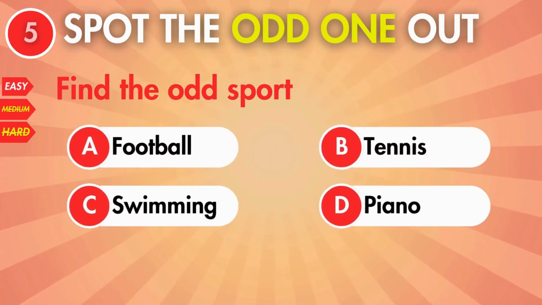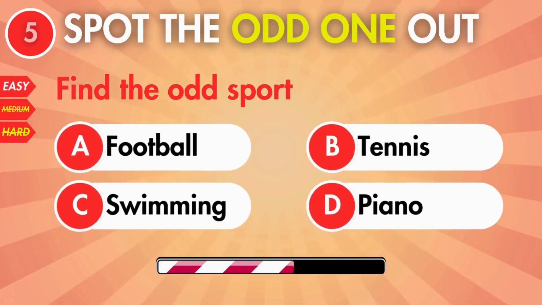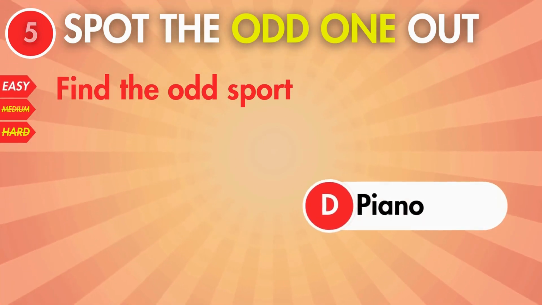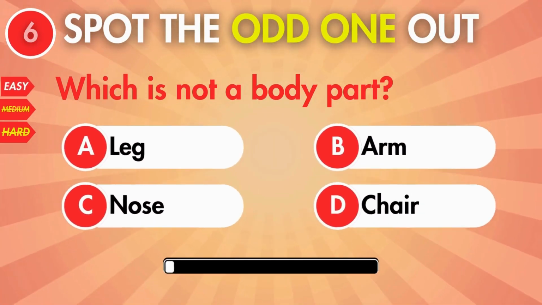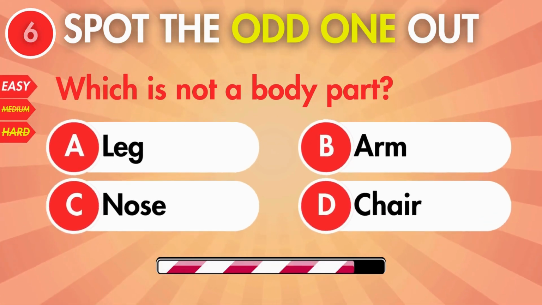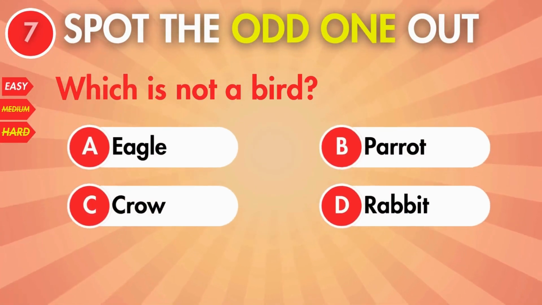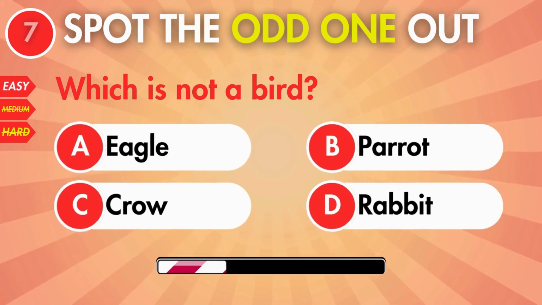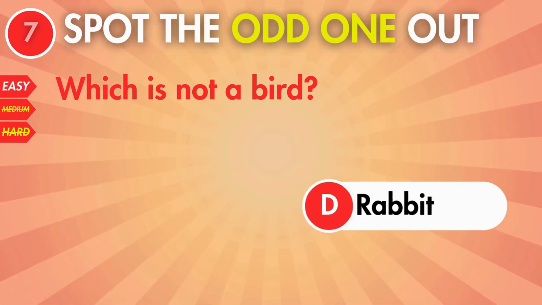Find the odd sport. Piano. Which is not a body part? Chair. Which is not a bird? Rabbit.